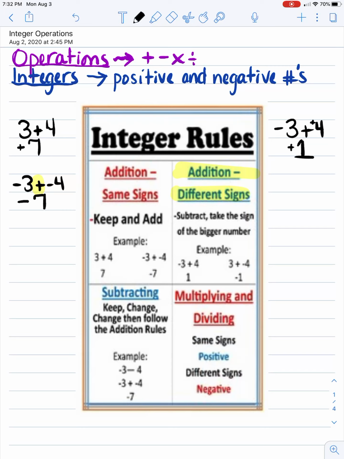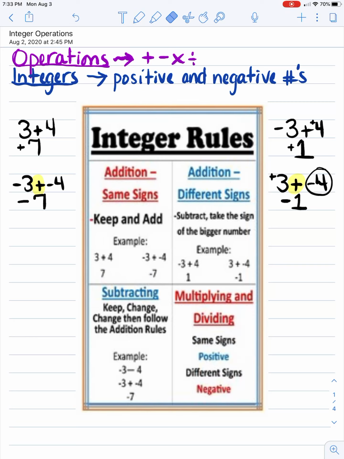So let's try another one, just rehearsing the rule. So 3 plus negative 4. I know I'm adding, and I also know I have different signs because this is an invisible positive, this is negative. So I subtract the numbers. 4 minus 3 is 1. Keep the sign of the bigger number. And again, 4 is bigger and it's negative.